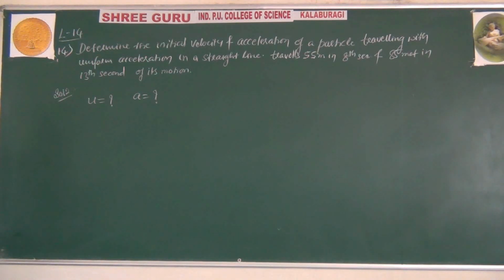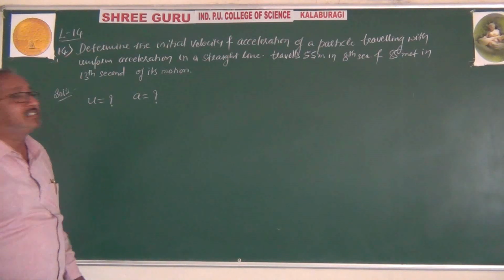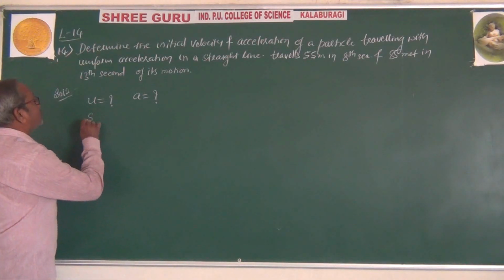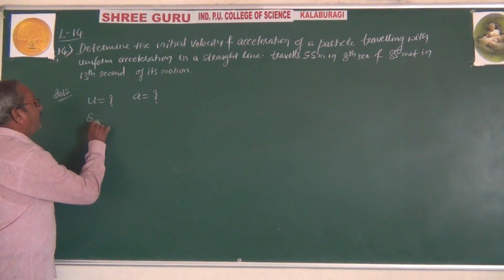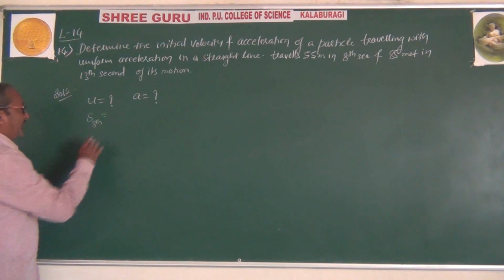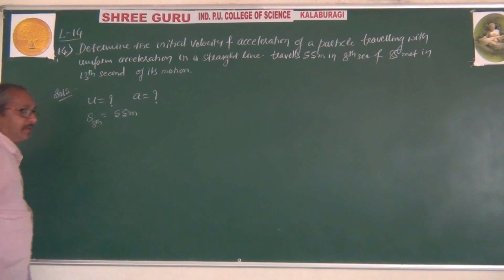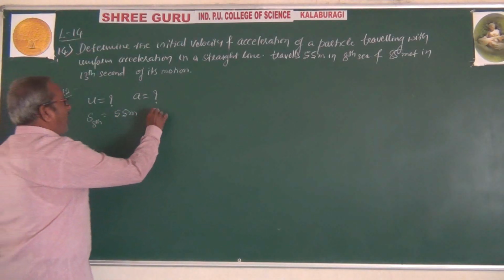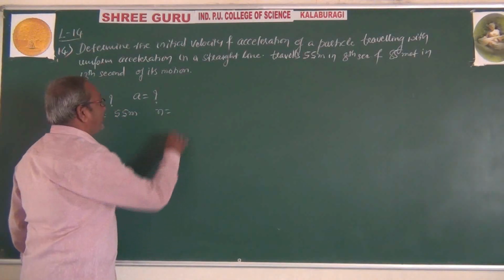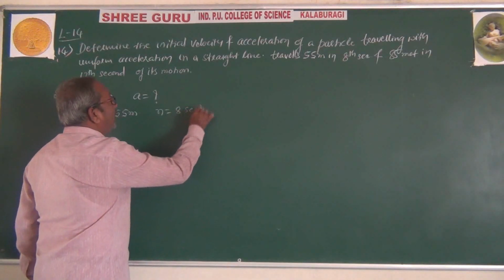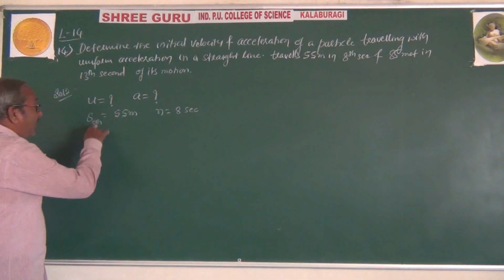A body traveling with a uniform acceleration in a straight line travels 55 meters in the 8th second. Distance traveled in the nth second means it is the 8th second, that is 55 meters. Time t, or here n, you can take it as 8 seconds. This is the 8th second.